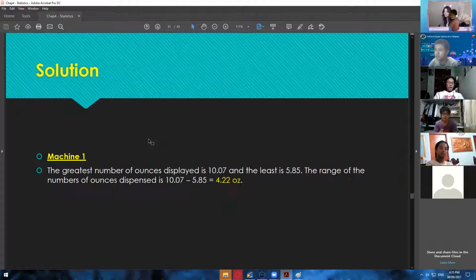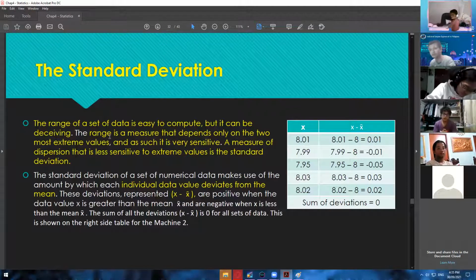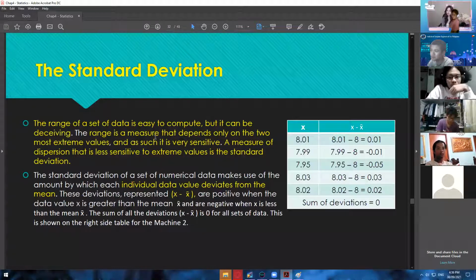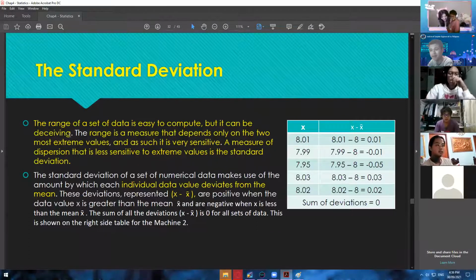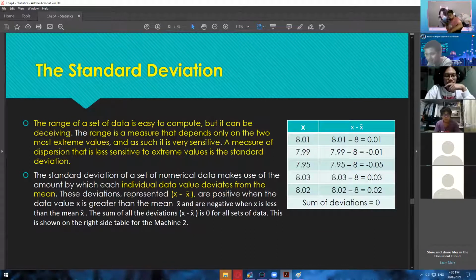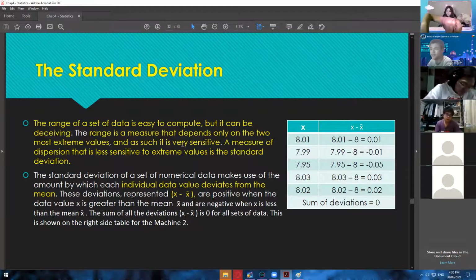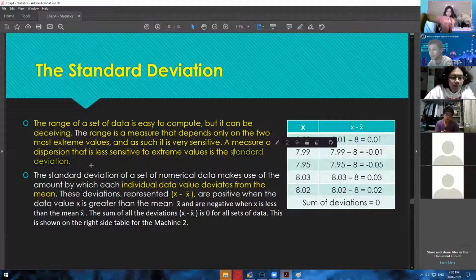All right, so let's now proceed to the standard deviation. The range of a set of data is easy to compute, but it can be deceiving, because we are just considering the highest and the lowest data, which is still not perfect when it comes to measuring the error or the ineffectiveness of that machine. The range is a measure that depends only on two extreme values, and as such, it is very sensitive. A measure of dispersion that is less sensitive to extreme values is the standard deviation.